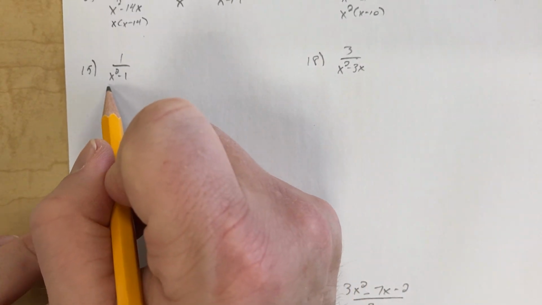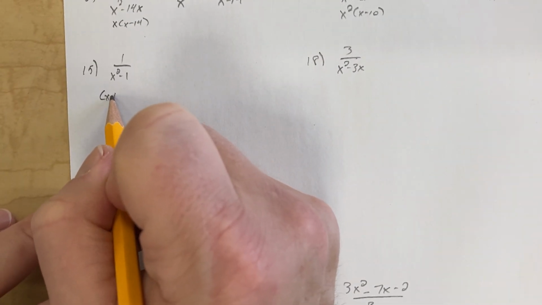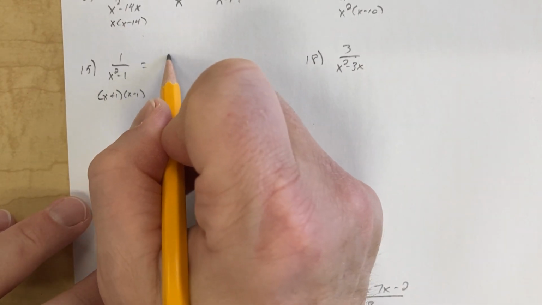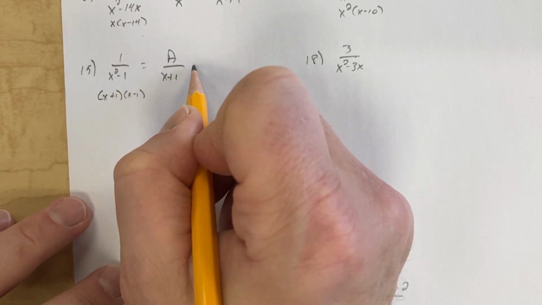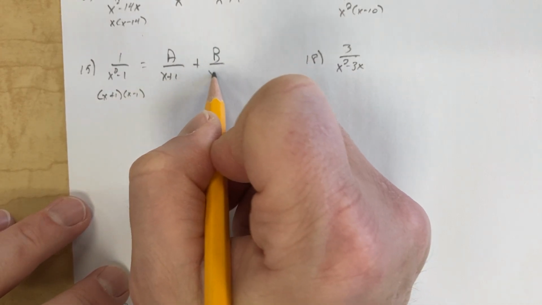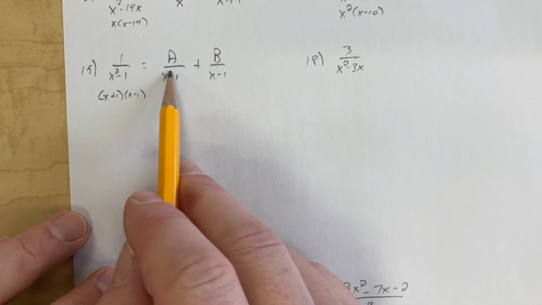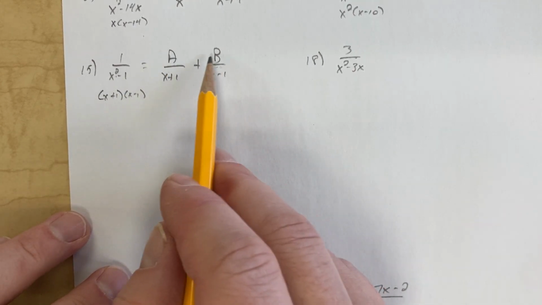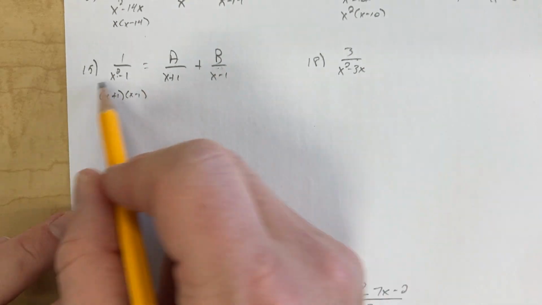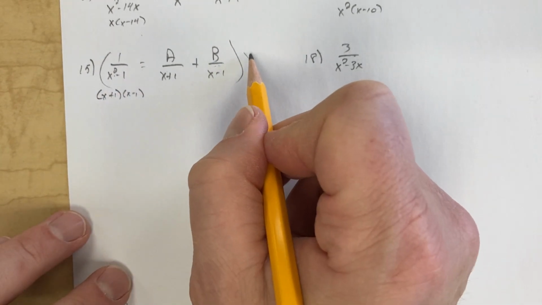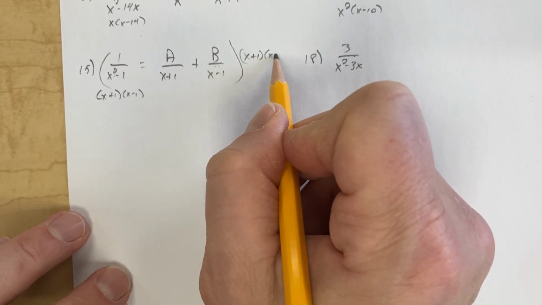So 15, we're going to actually do some solving on this. So we got x plus 1, x minus 1. And therefore, we're going to have something over x plus 1 plus something over x minus 1. So we're saying that this fraction is the same as this right here. We just have to figure out what a and b are. The best thing to do now is to multiply everything by that common denominator. Multiply everything by x plus 1, x minus 1.